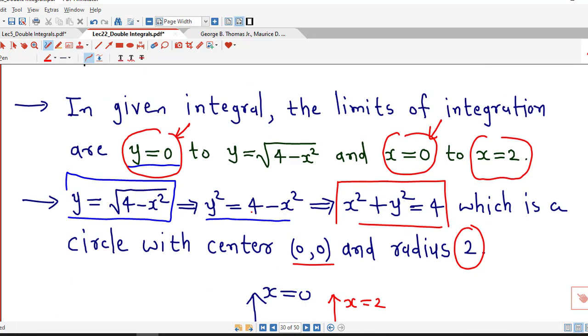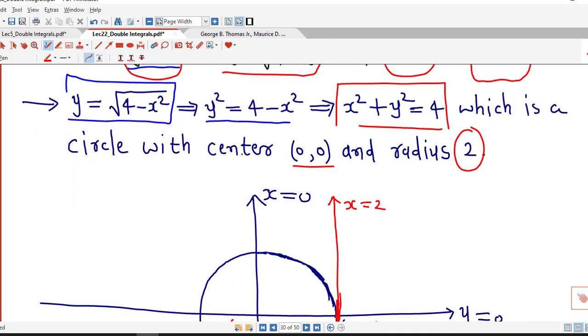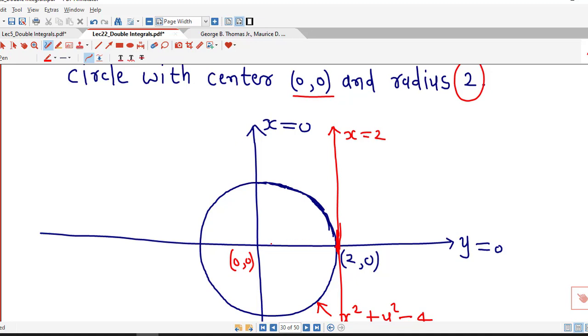Now the region is between x equal to 0 and 2, and y starts from 0 and goes up to the boundary of the circle. So the lower boundary of the region is y equal to 0, and the upper boundary is the boundary of the circle. Limits of x are from 0 to x equal to 2. So this is the region of integration for the given double integral.